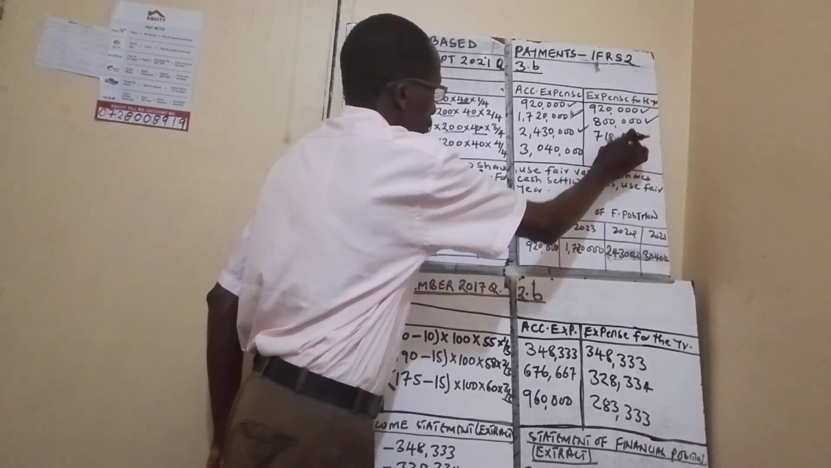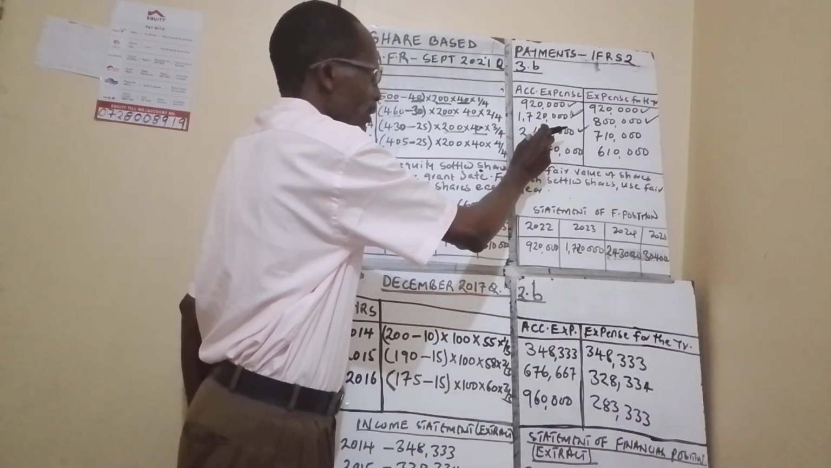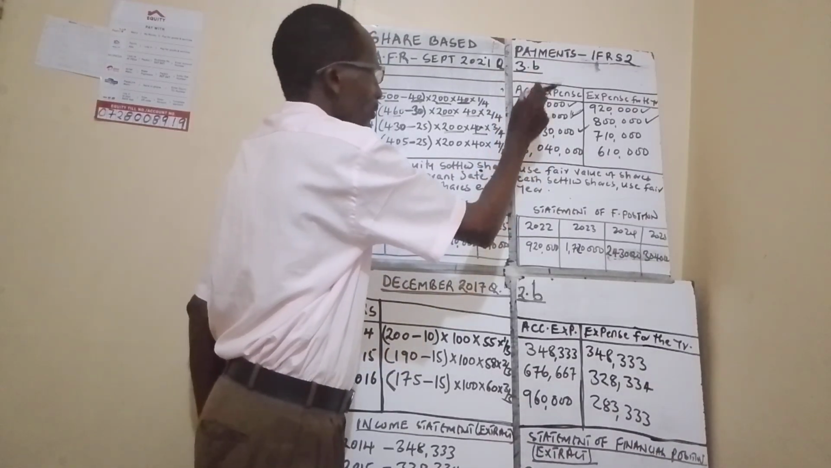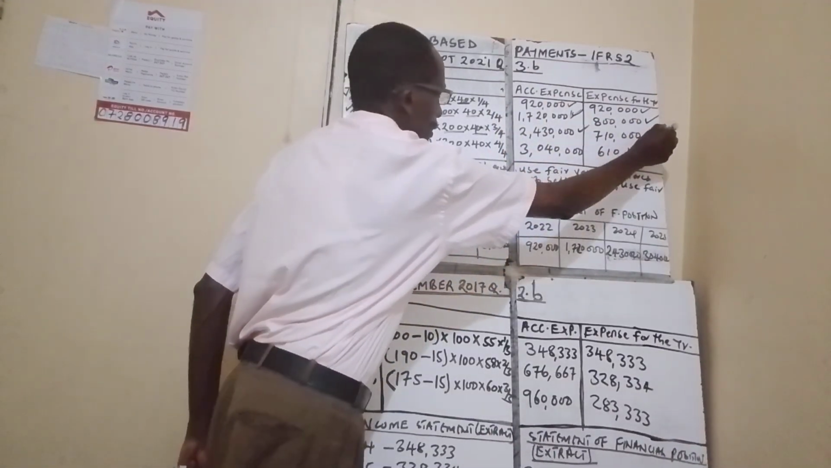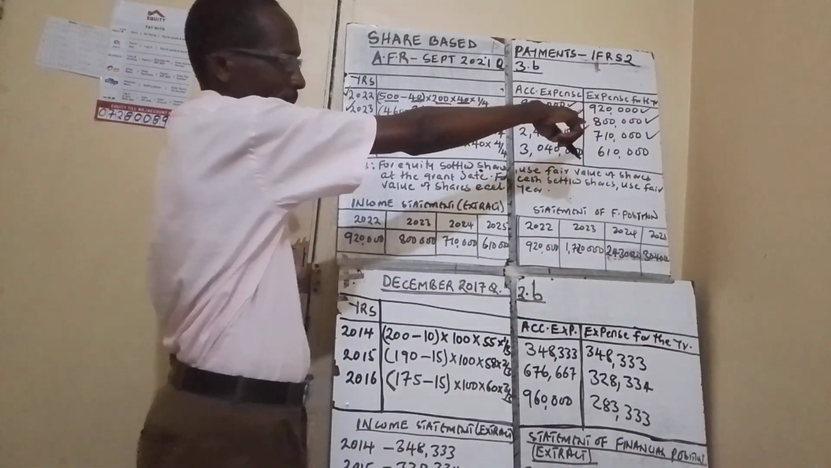What is the expense for the third year? That is 2,430,000 minus 1,720,000. You get 710,000. That is the expense for that particular year.